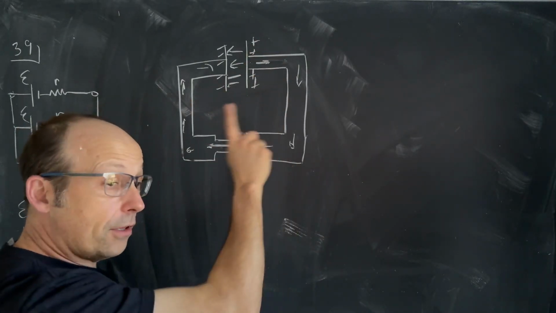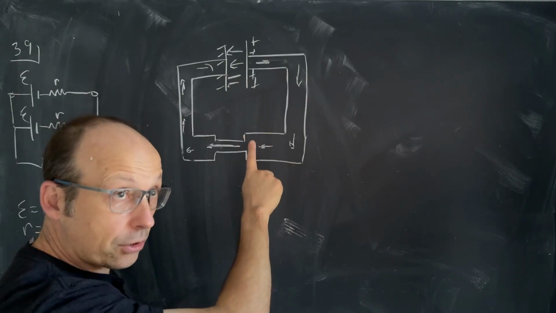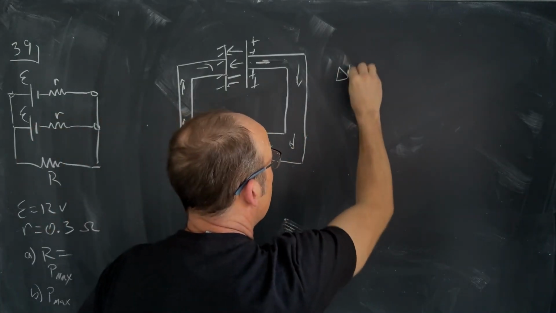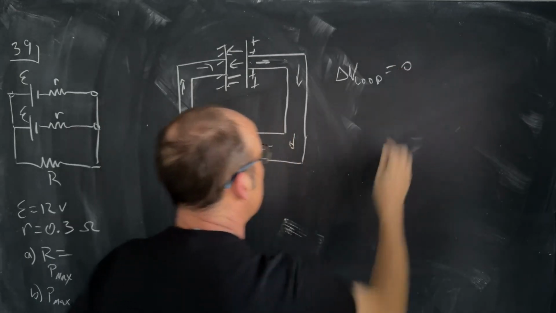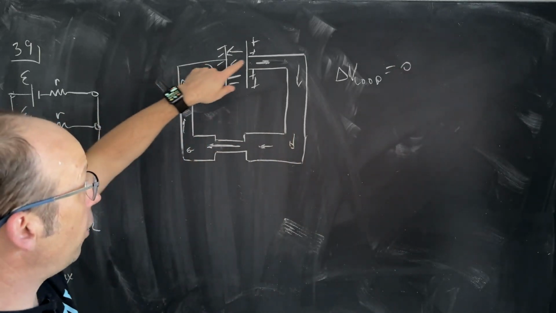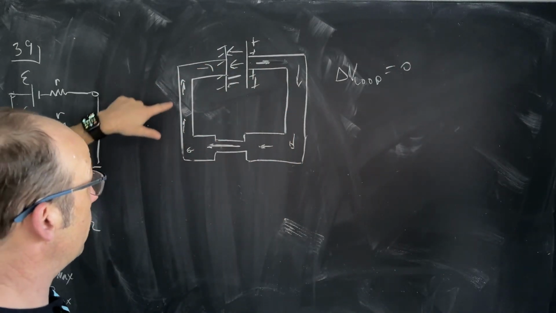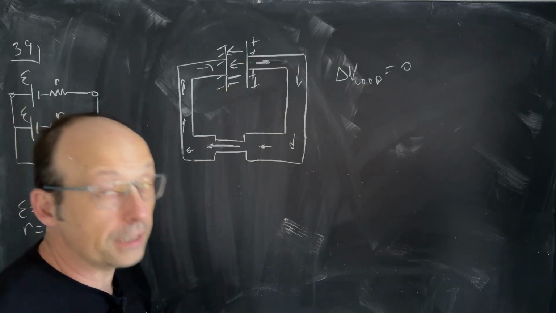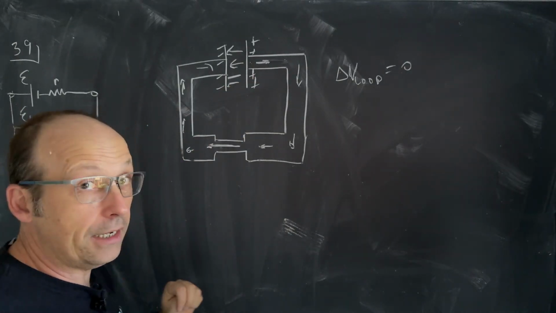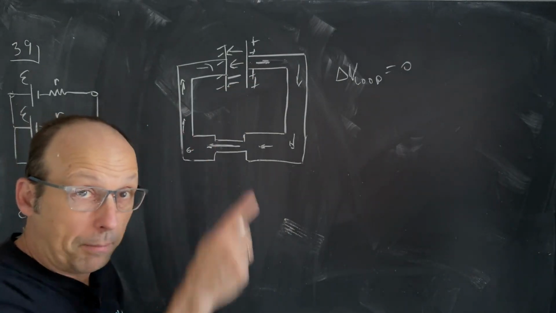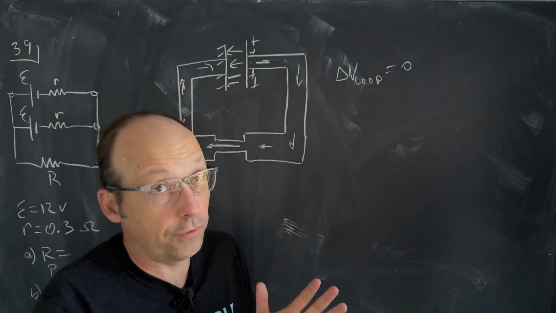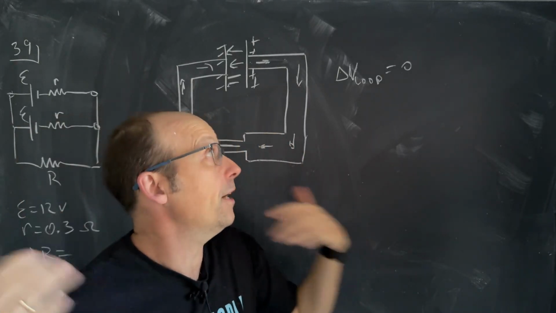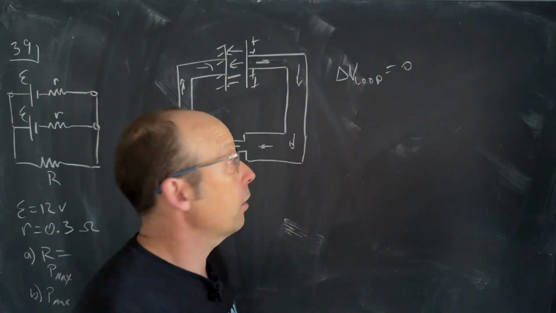But this is the important thing about this picture. Delta V loop is 0. Because if I go all the way around this circuit, a complete loop, and I integrate E dot dr around that path, I have to get 0 because the electric field is conservative. And so that's where this delta V loop is 0. This is called the loop rule.